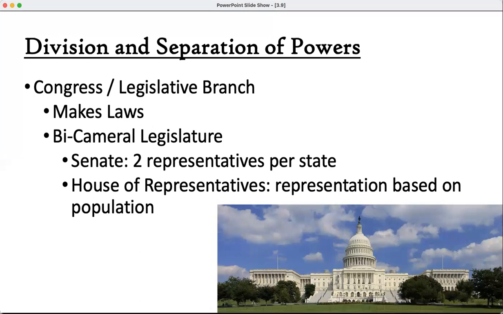Now, this is important because people say, I don't like that the House of Representatives functions like this. I don't like that the Senate Majority Leader decides what laws come to a vote. Or, I don't like the filibuster, or I love the filibuster. All of those things are rules that Congress has made for itself. They are not in the Constitution. Congress can change those rules.